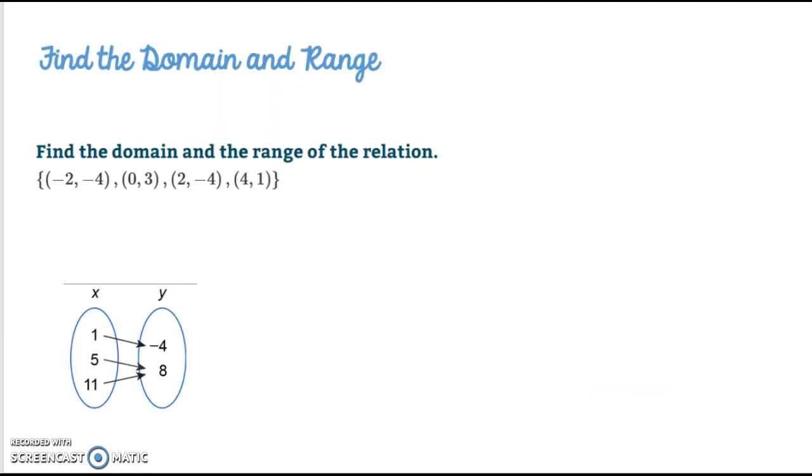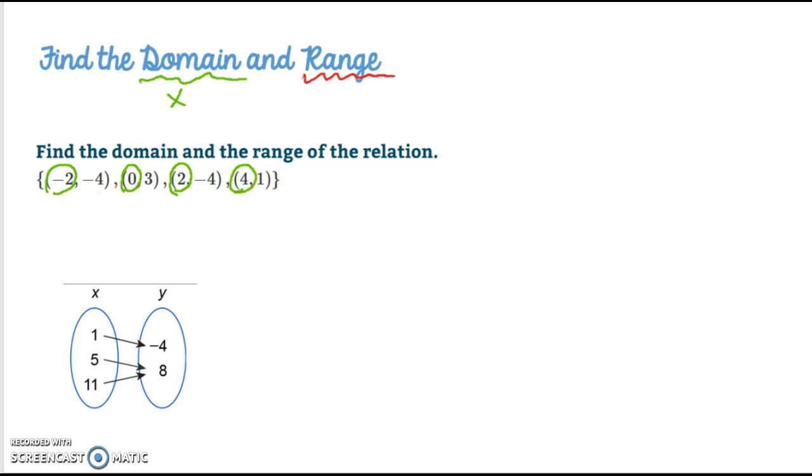So what all this has to do with things. So I want us to find the domain and the range. So the domain is going to be green and the range is going to be red. And yes, I'm using Christmas colors here. So to find the domain and the range of the relationship, remember domain is those x values. So in my ordered pairs, if -2, -4, that domain is -2. In 0, 3, that domain is 0. In 2, -4, that domain is 2.